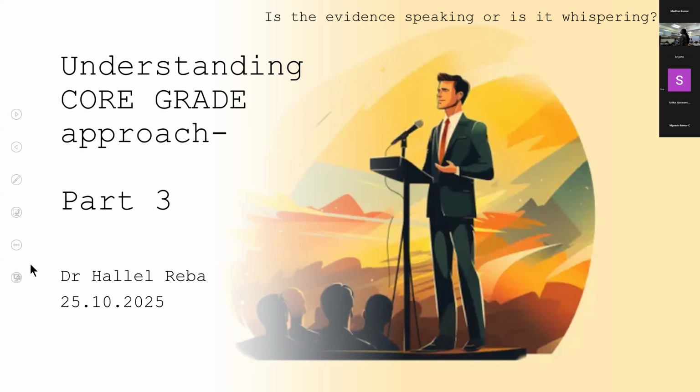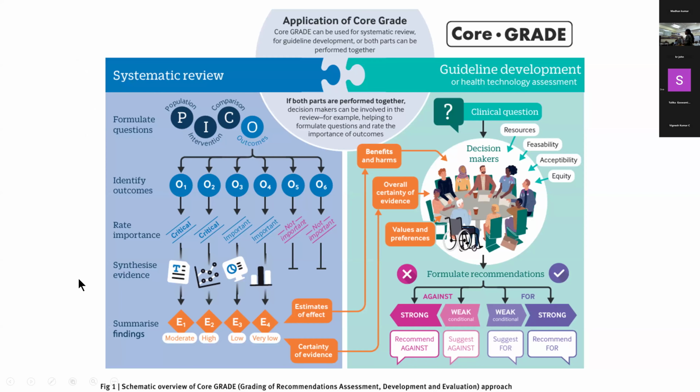Good morning. For today's short course in clinical epidemiology, we'll be looking at part 3 of understanding the CORE-GRADE approach. For the past 2 weeks, we've been looking at CORE-GRADE. It synthesizes the most important essential components of the classical GRADE approach, which helps us to conduct and evaluate systematic reviews. We learned how we can use it to formulate questions, identify the important outcomes, rate the importance of the outcomes, synthesize the evidence, and summarize the findings.